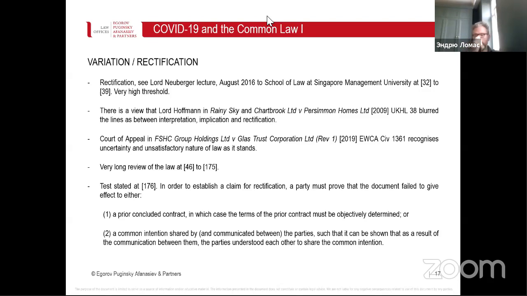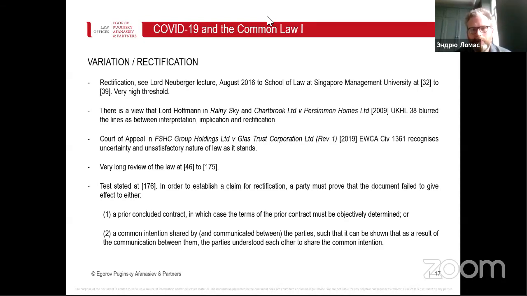You can, via an expansive interpretive exercise, via the use of creative implication, make a contract mean almost anything. So on that worldview, you don't need the remedy of rectification. That can't possibly be correct. So what the Court of Appeal have tried to do here is formulate a test.